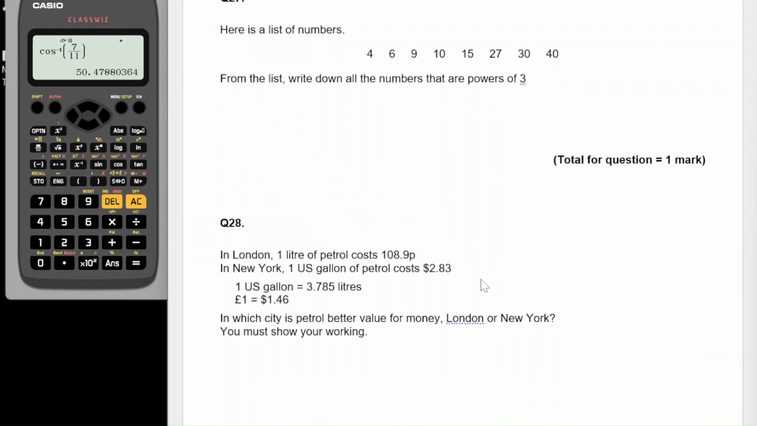Right, question 26. Here is a list of numbers. From the list, write down all the numbers that are powers of 3. So powers of 3. So if we think about 3 times 3 is 9. 9 times 3 is 27. So it's just going to be 9 and 27.